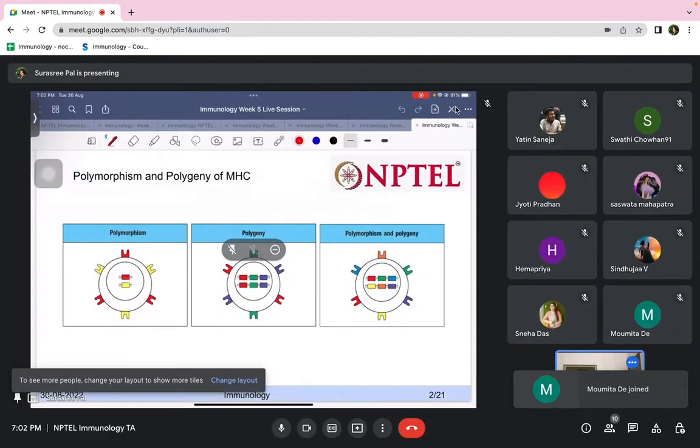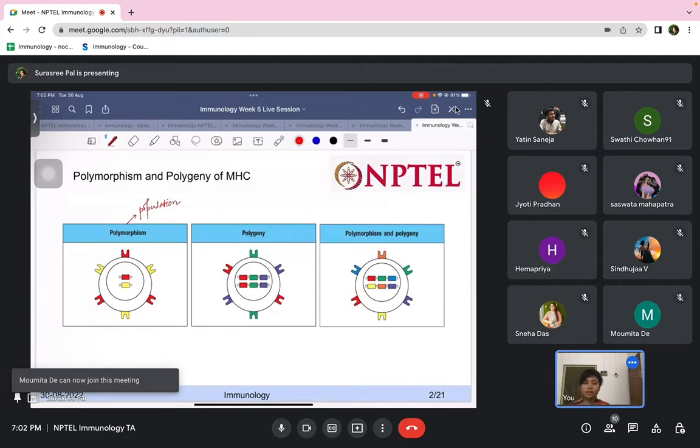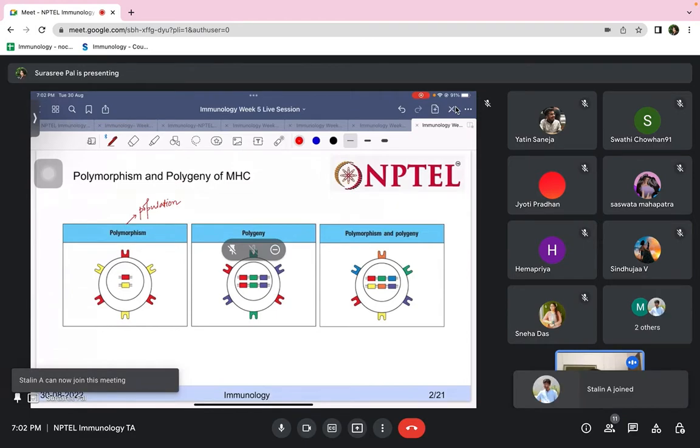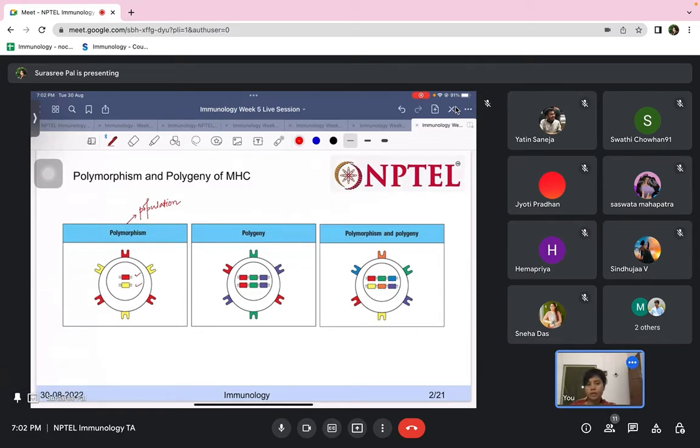Now remember one thing, that polymorphism is considered in respect of the population, right? So there are many MHC alleles present in the population, but in one single individual there will be only two chromosomes, right? So one single individual can have only two alleles as shown here. Therefore that does not generate much diversity of the MHC molecules.